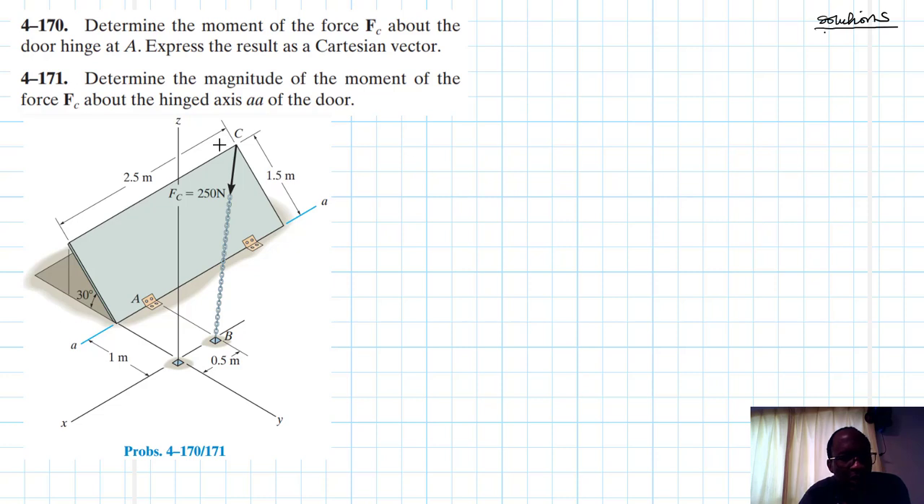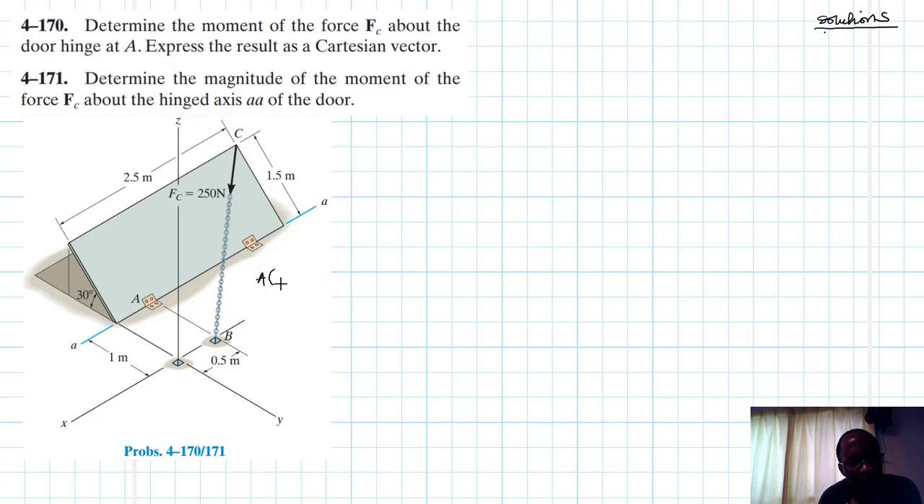So we have been asked to find the moment at hinge A, as well as determine the magnitude of the moment of Fc about the axis AA. Right. So we are going to use vector analysis to work out this particular problem. First things first, let's determine the coordinates of A, B, C.